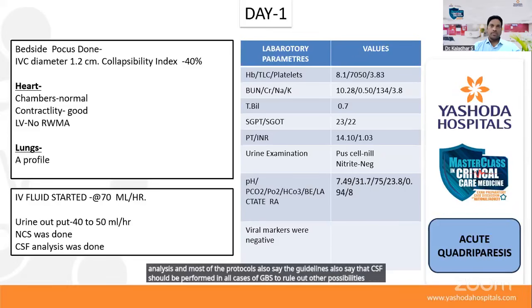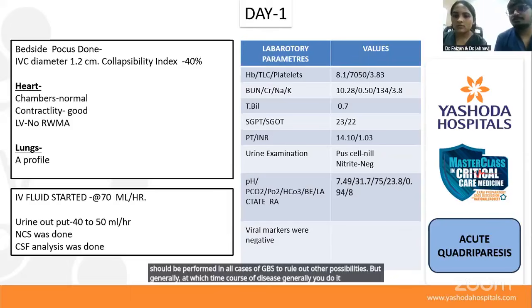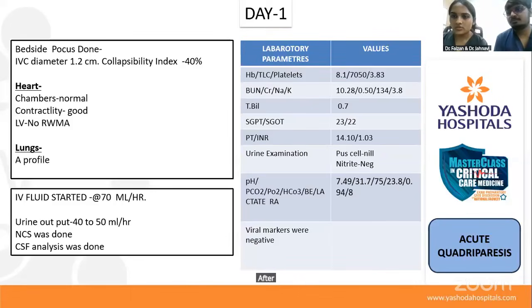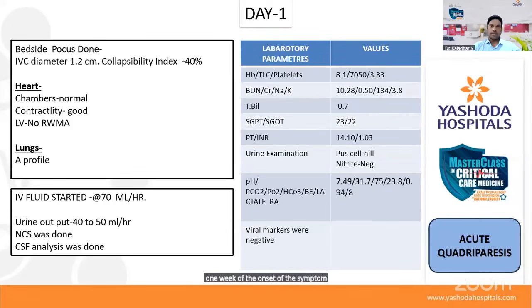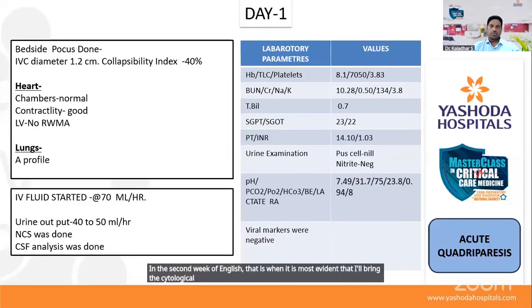But generally, at which time course of disease do you do it? After 1 week of the onset of the disease. In the second week of illness, that is when the albuminocytological dissociation is most evident. So that is the reason the second week is the best.